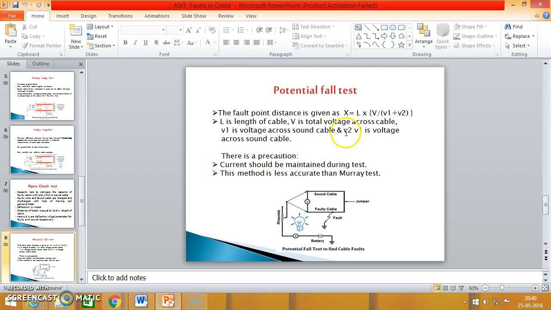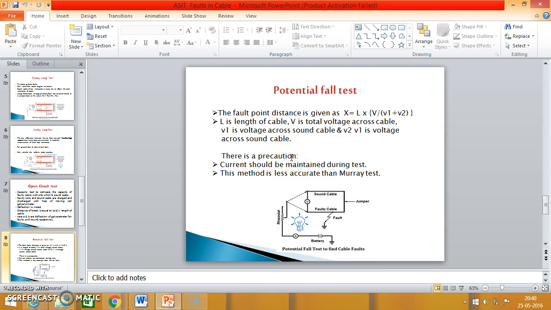Next is potential fault test. The fault point distance is given as X equal to L into V1 divided by V, where L is the length of the cable, V is the total voltage across the cable, V1 is the voltage across the sound cable, and V2 is the voltage across the faulty cable.